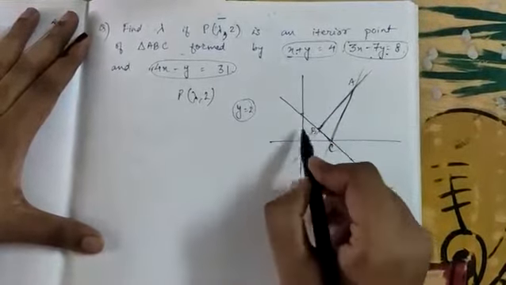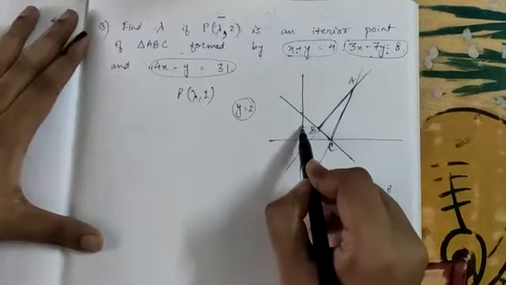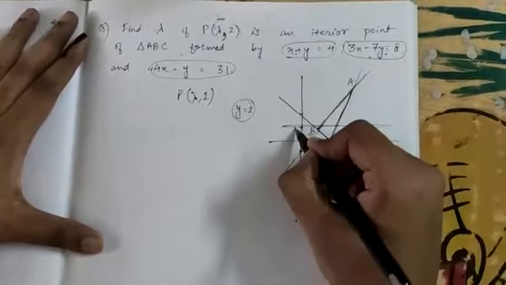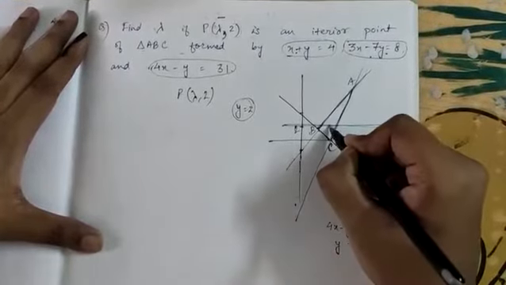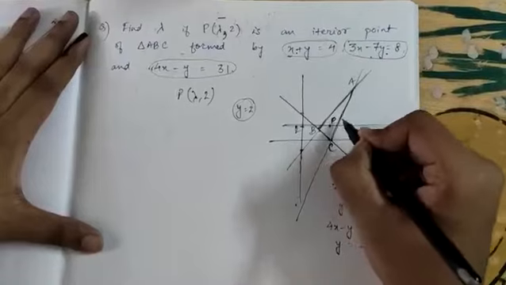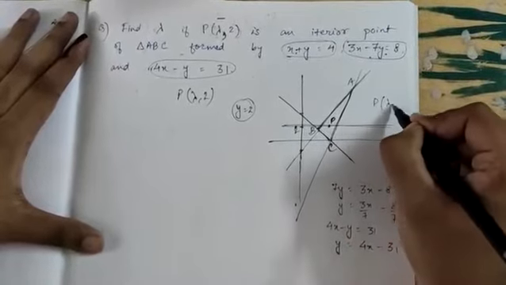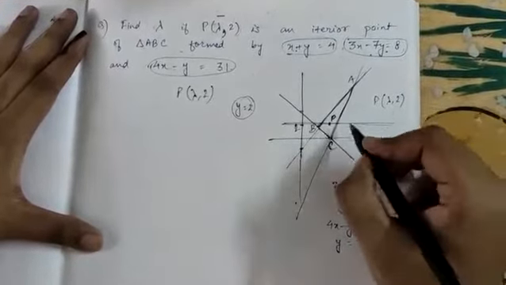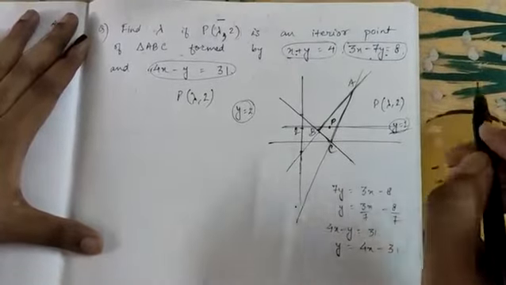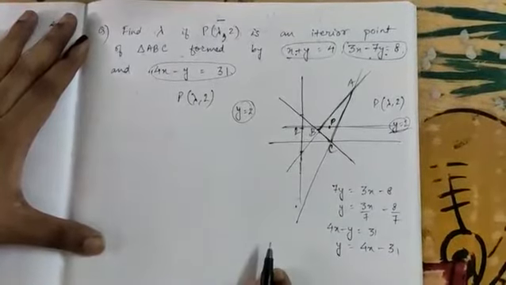What is y equal to 2? Suppose this is y equal to 2, the line. This is point 2, and let this be the point P, which is interior to the triangle ABC. P has coordinates lambda comma 2. It's passing through this line y equal to 2. The ordinate is constant.